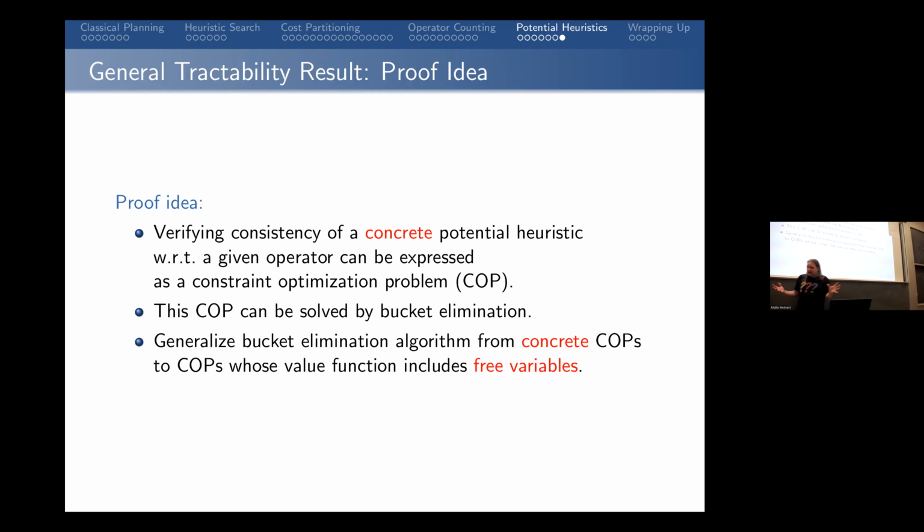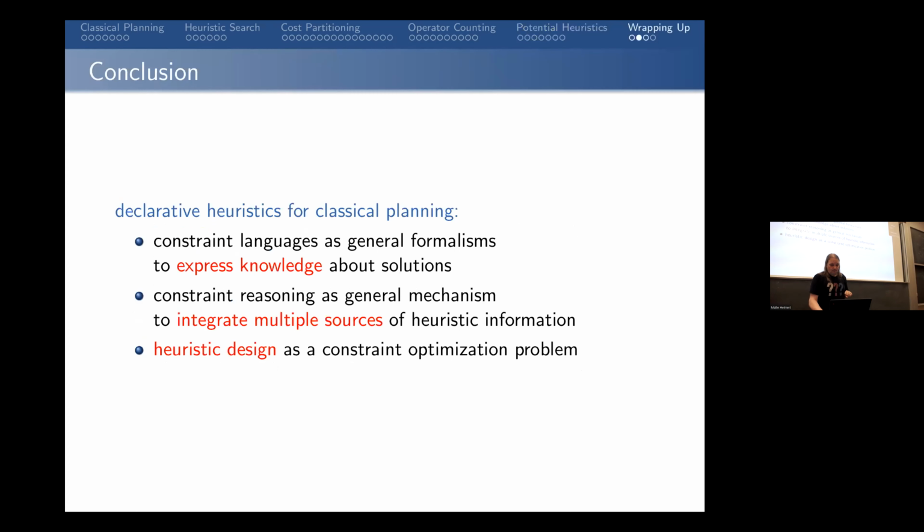And the idea is to take a well-known algorithm for solving constraint optimization and generalize it so that it doesn't solve a concrete problem, but in a sense a symbolic problem where the weights of the actions are left as variables. And then you can end up with a linear program representation of the solution space that you can optimize.